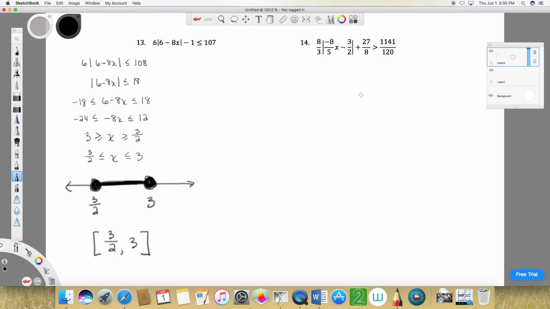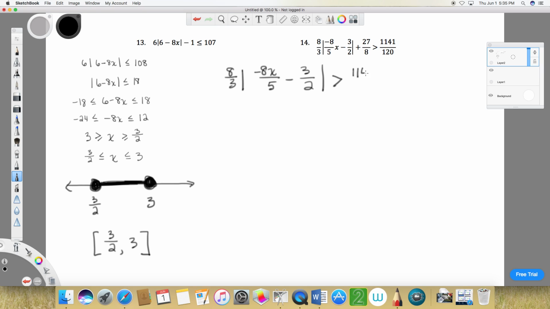Let's take a look at number 14 and see what we have here. Again, we want to isolate the absolute value. So we have 8 over 3, negative 8x over 5 minus 3 halves. We're going to subtract 27 over 8 from each side. I think we've seen in these problems that 8 divides 120. Yes, 15.